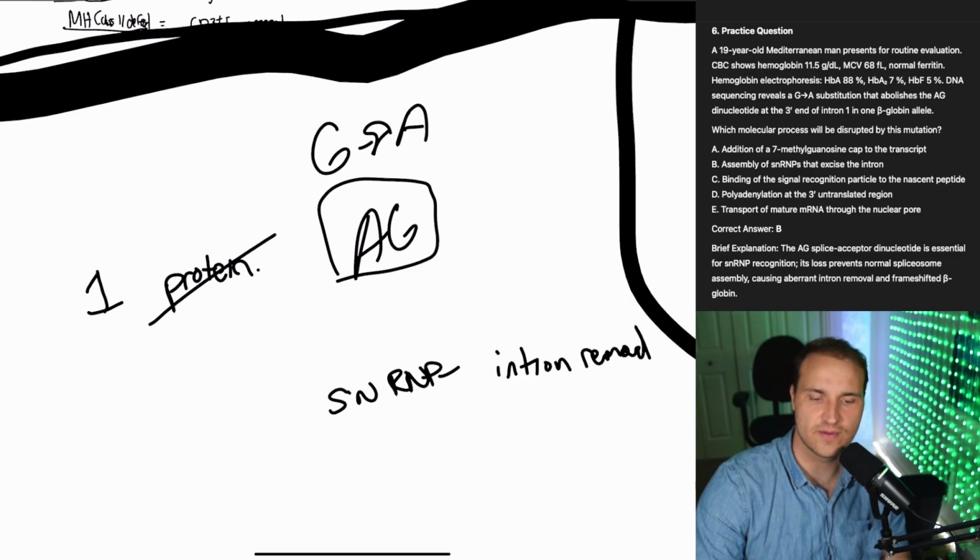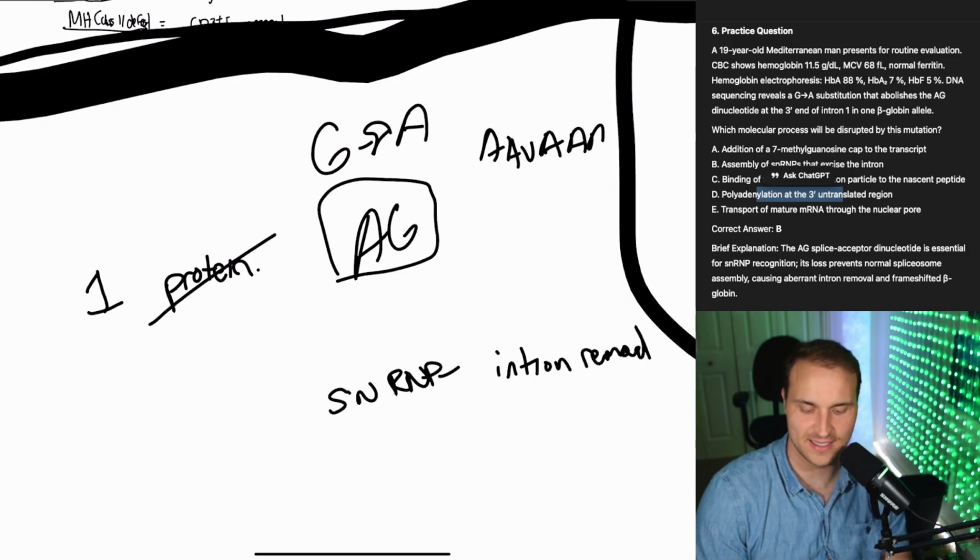5' capping happens co-transcriptionally at the first nucleotide. It's independent of any splice site, so that's not right. This is correct. C, binding of the signal recognition particle to the nascent peptide. That's SRP binding. It targets the ribosome-bound peptide, not your RNA, to the rough ER. So that kind of binding is going to be ribosome-bound peptide stuff. Poly-A tailing, polyadenylation, that's going to require your ooh. You'll see why I said that in a second. Ooh.